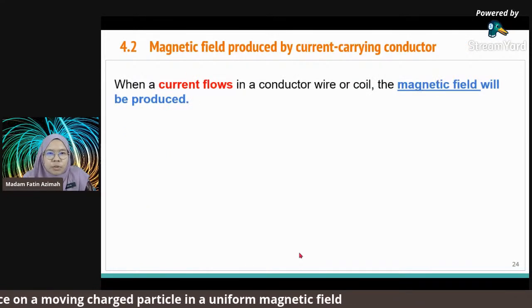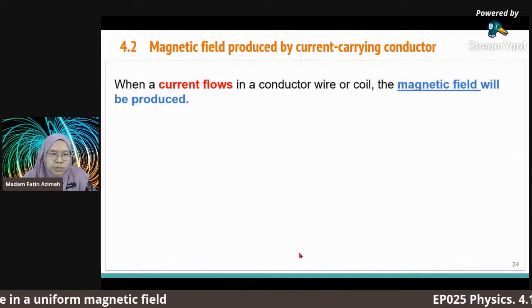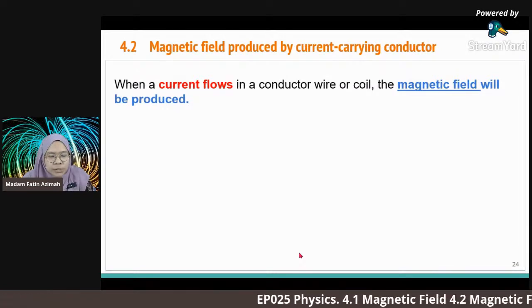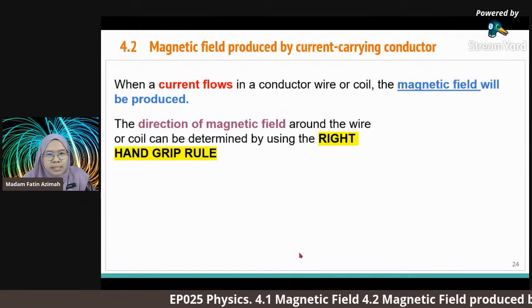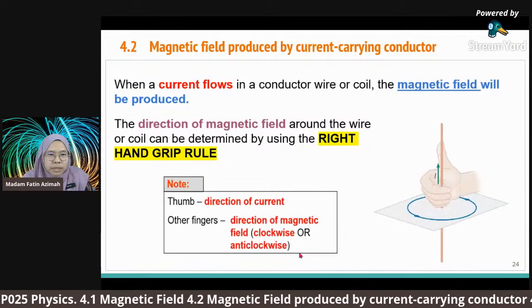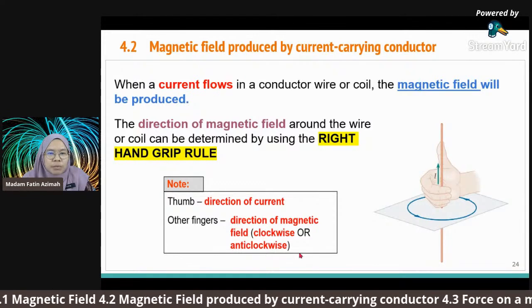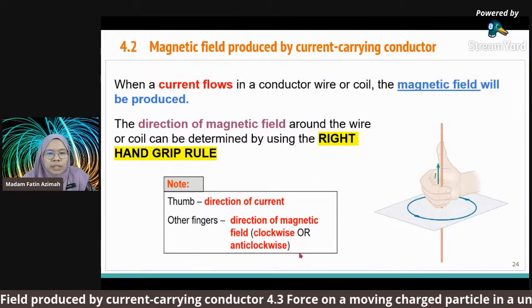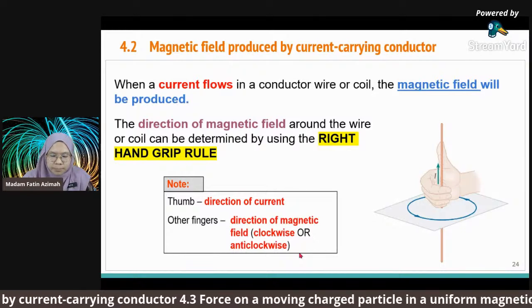Okay, when a current flows in a conductor, a magnetic field will be produced. Okay, and the direction of the magnetic field, as you have seen in the previous slides, is found by using the right hand grip rule. The thumb is the direction of the current, and the other fingers show the direction of the magnetic field.